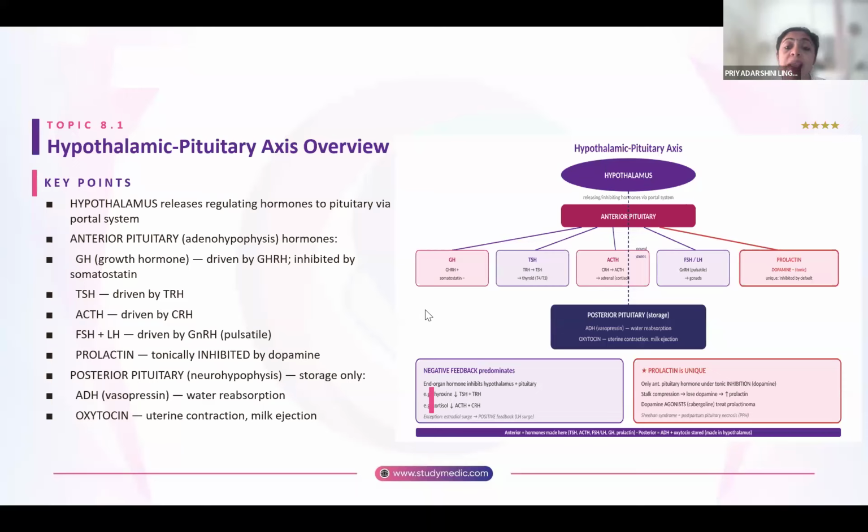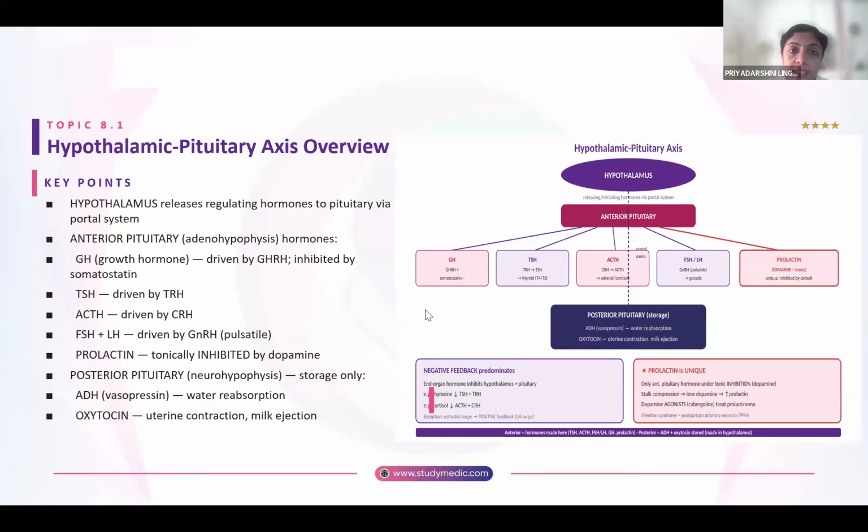Next, you have to remember about the negative feedback. The negative feedback is basically the end organ hormones, which are going to inhibit your hypothalamus and your pituitary. For example, your thyroxine is going to inhibit your TSH and your thyroid releasing hormone. Your ACTH, so cortisol is going to have a negative impact on your ACTH and your corticotropin releasing hormone. So all these end hormones act as negative loop feedback.